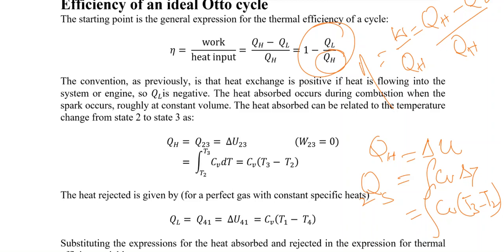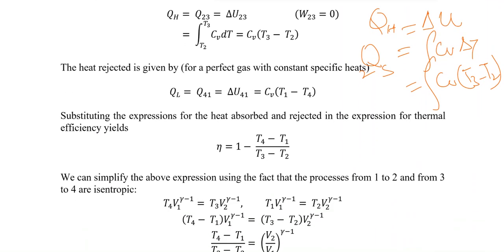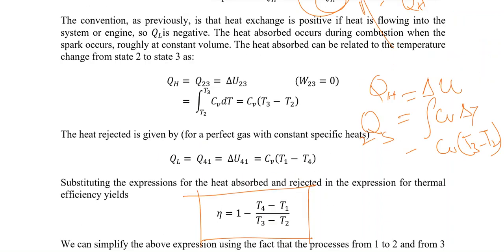Now, going towards the integral side again, because we have already done that, T3 minus T2. Again for the heat rejection, there would be heat rejection from 4 to 1, and CV (T1 minus T4) would be there. Putting these values in here, the efficiency would be equal to 1 minus (T4 minus T1) divided by (T3 minus T2). Simplify again.